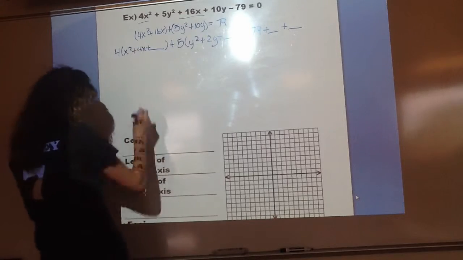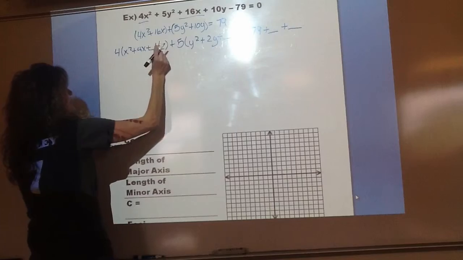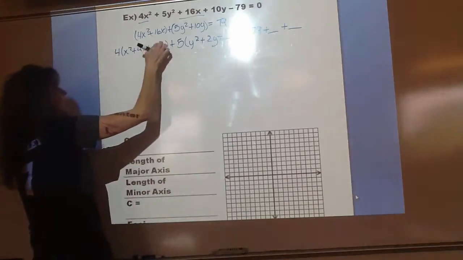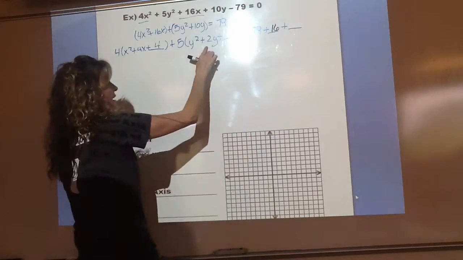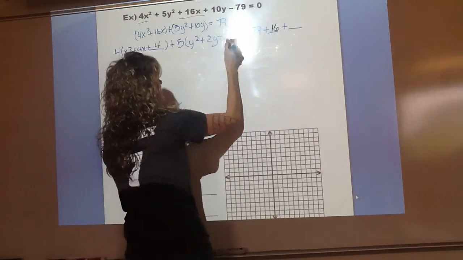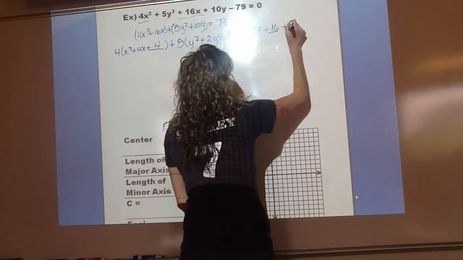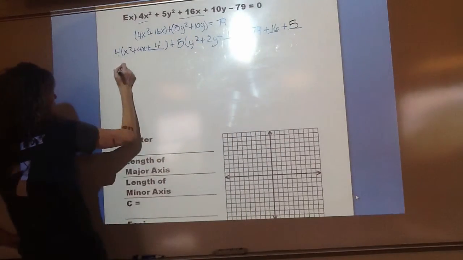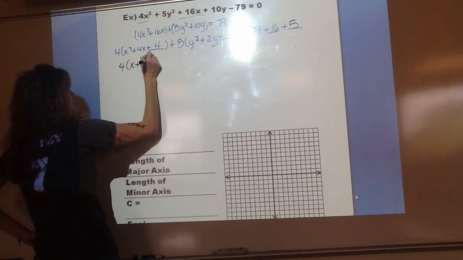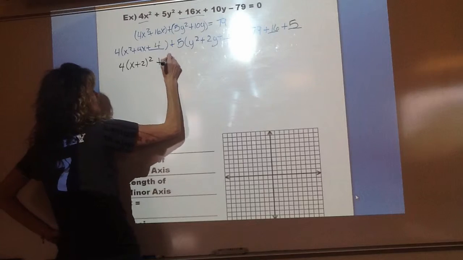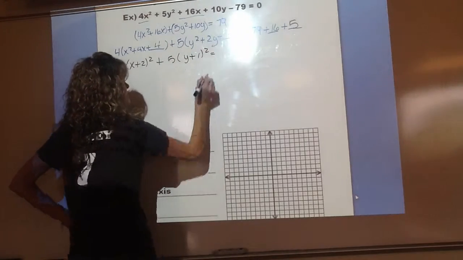Okay, half of 4 is 2. 2 squared is 4. I'm not just taking 4 and adding over there. I have to go 4 times 4, which is 16. Half of 2 is 1. 1 squared is 1. 1 times 5 is 5, so I'm adding 5. So here, this factors to be 4x plus 2 squared. This factors to be 5y plus 1 squared.